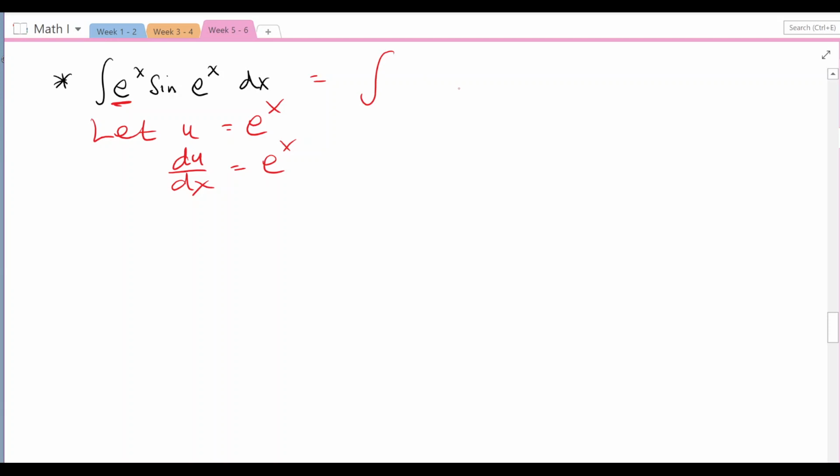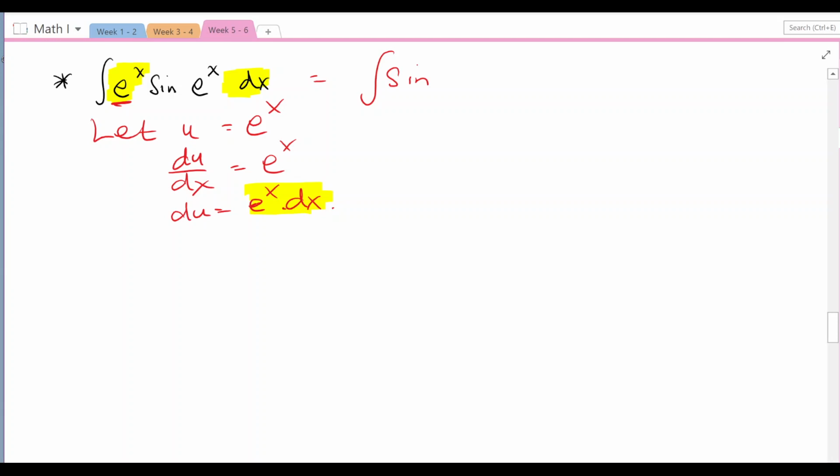So this integral becomes, we can do it one more time: e to the power of x times dx equals du. So we already have e to the power of x and then dx, this whole thing equals du, and sine e to the power of x is simply sine u.